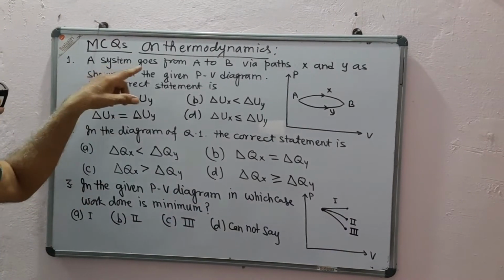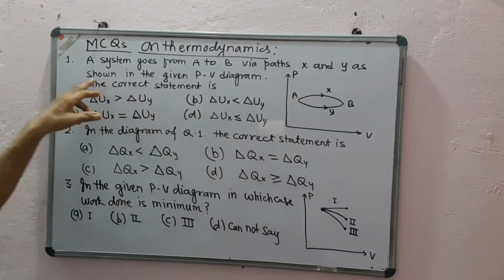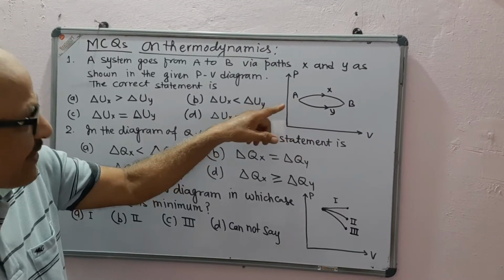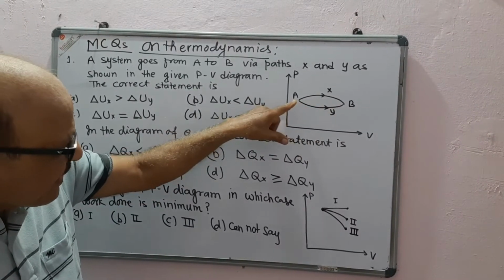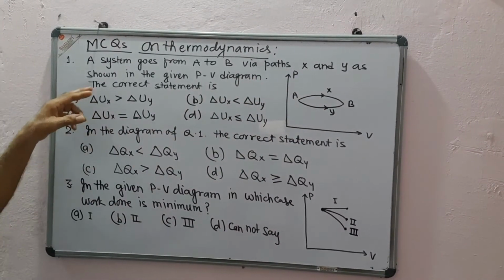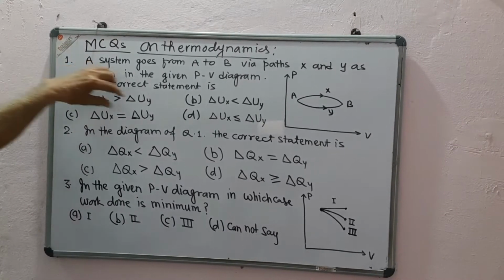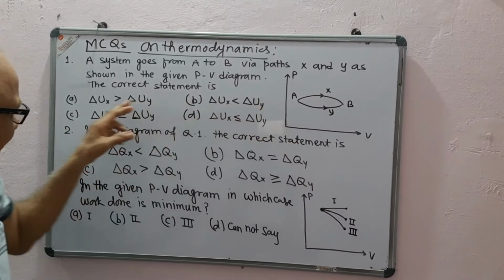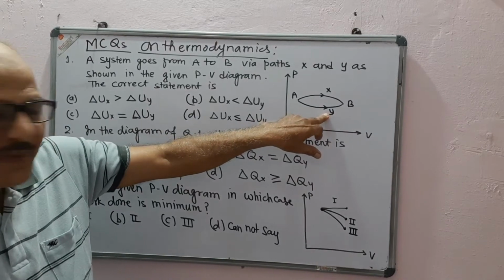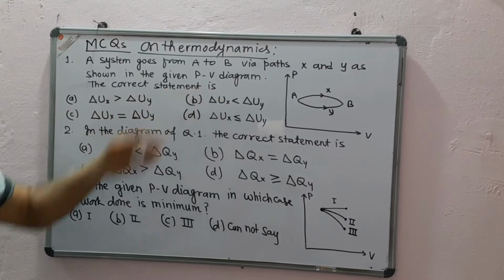First question is: a system goes from point A to point B via paths X and Y as shown in the given PV diagram. This is the PV diagram. System goes from point A to point B via path X and via path Y. Then the correct statement is: internal energy change of X is greater than internal energy change of path Y, and so on. You have to select the correct answer.